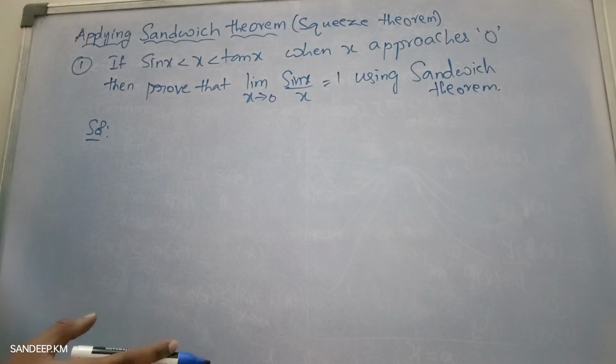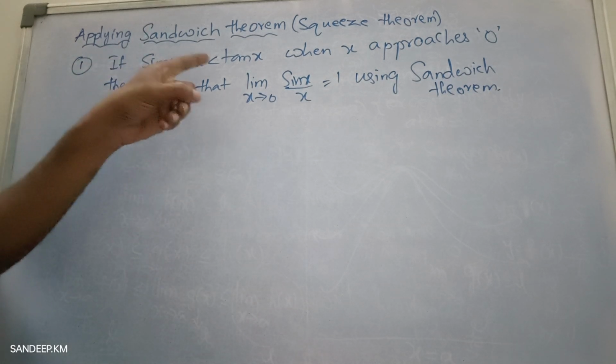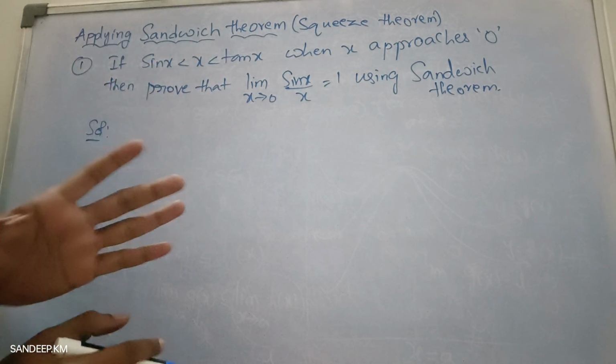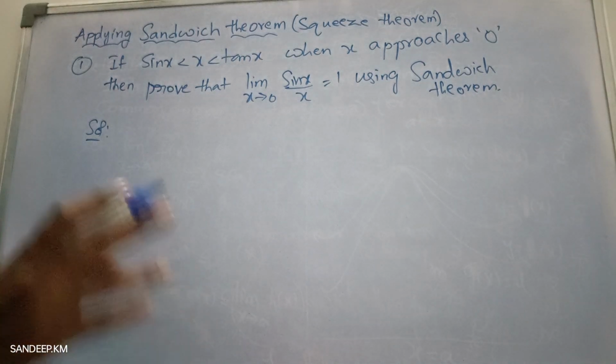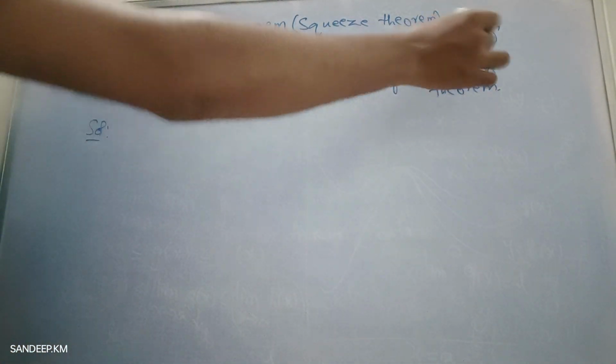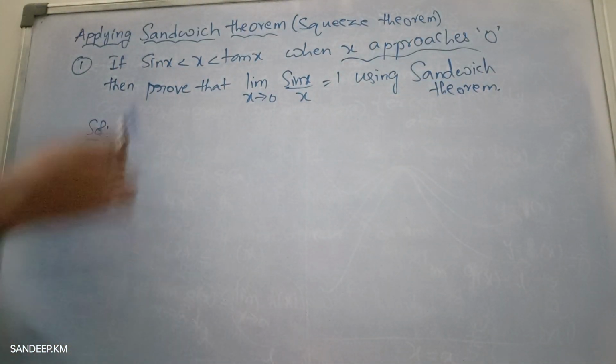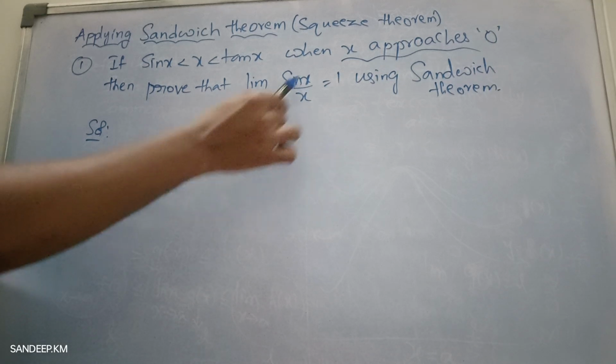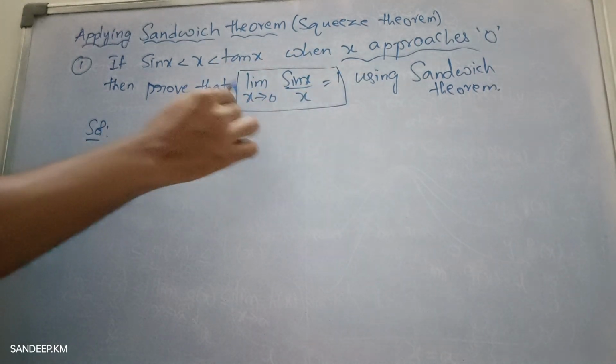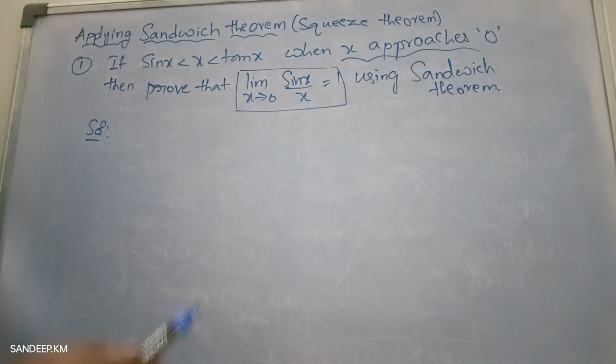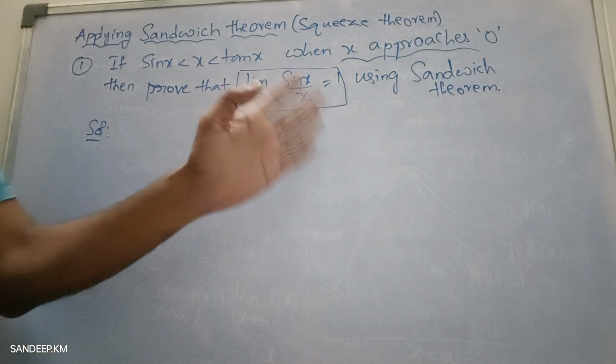So here is our first question, the application of the sandwich theorem. If sin x is less than x, which is less than tan x, particularly when x approaches 0, and remember that when x approaches 0 this inequality is true, then prove that limit x approaches 0, sin x by x is equal to 1. It is one of the important limits that we use directly while solving problems. But here we will prove it using the sandwich theorem.